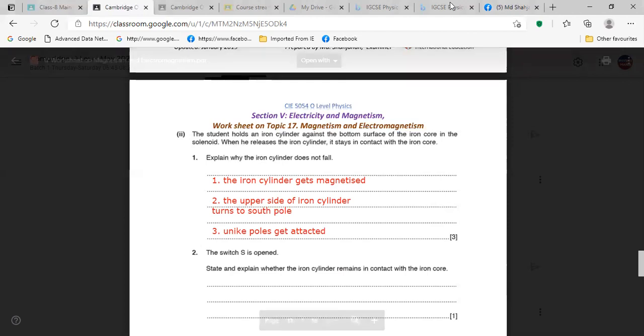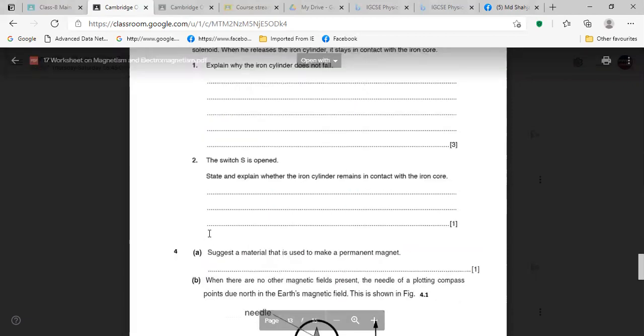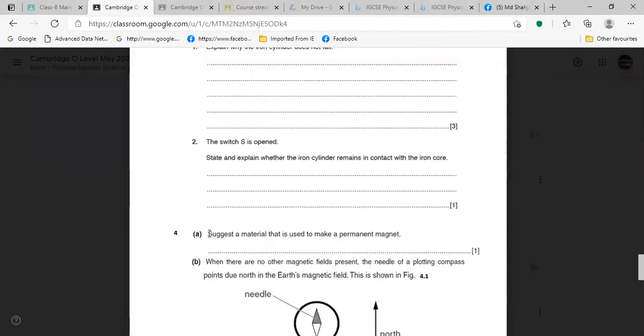Done this part. Yes, sir. Then continue. Yeah, Mahi, continue. Okay, sir. The switch S is open. State and explain whether the iron cylinder remains in contact with the iron core.